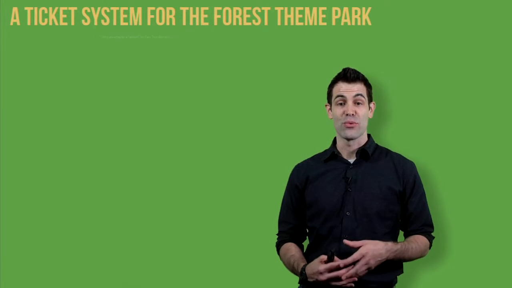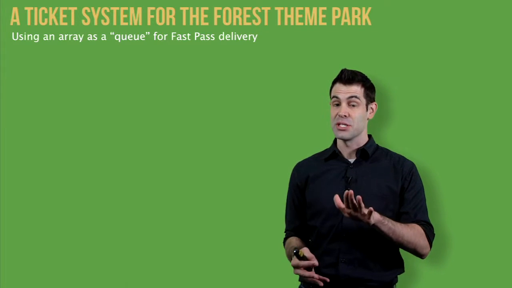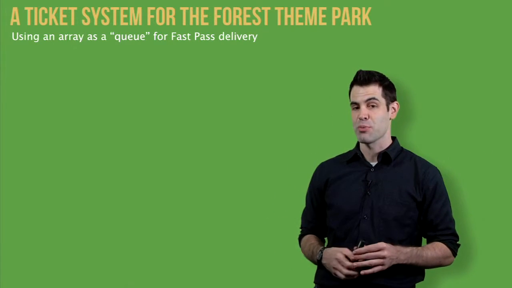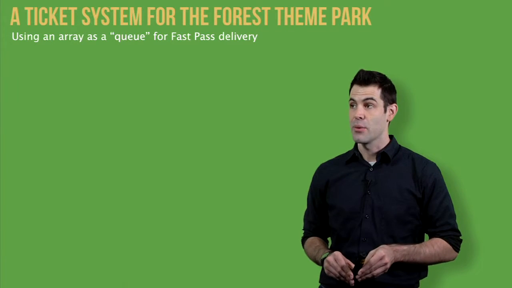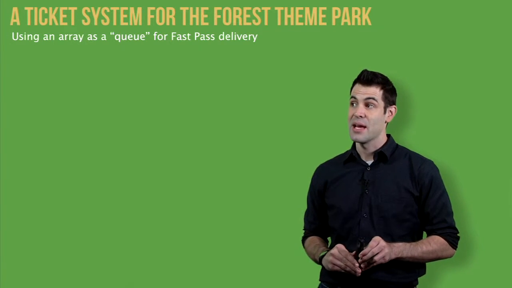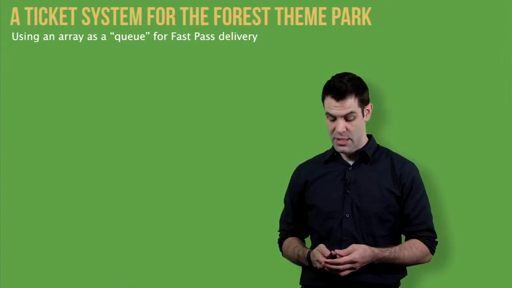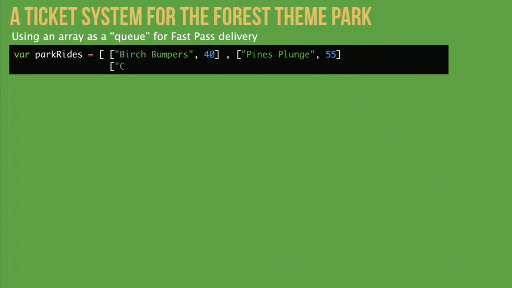Let's check out how we can return functions from functions using our special ticket system for our Forest of Function Expressions theme park. Now within that, we'll use an array as a queue for fast pass delivery. Let's check out the arrays that we start with here. We've got a park rides array.